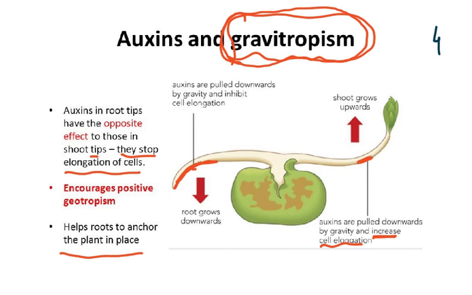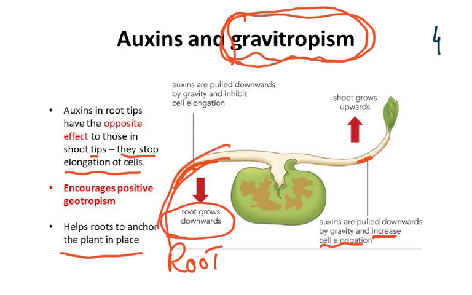But in the root, it is going to cause what? It's going to stop cell elongation. So the root is going to curve downwards. While in the shoot, the auxin is also on the lower side, but it is going to increase cell elongation. So that is why the shoot is going to grow upwards, away from gravity.